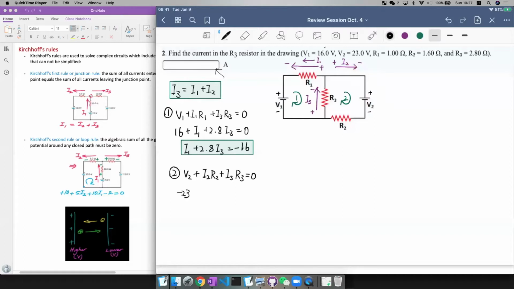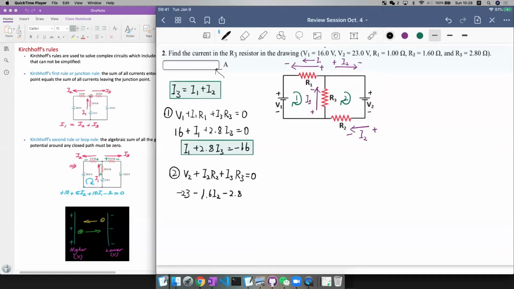And then we check R2. R2 is also this current going this way, right? Because we have I2 like this. So looking at R2, we have a loss, right? Still we go from higher to lower. It's still a loss, so it's still minus 1.6 I2, and then R3 is still a loss. So we have two.